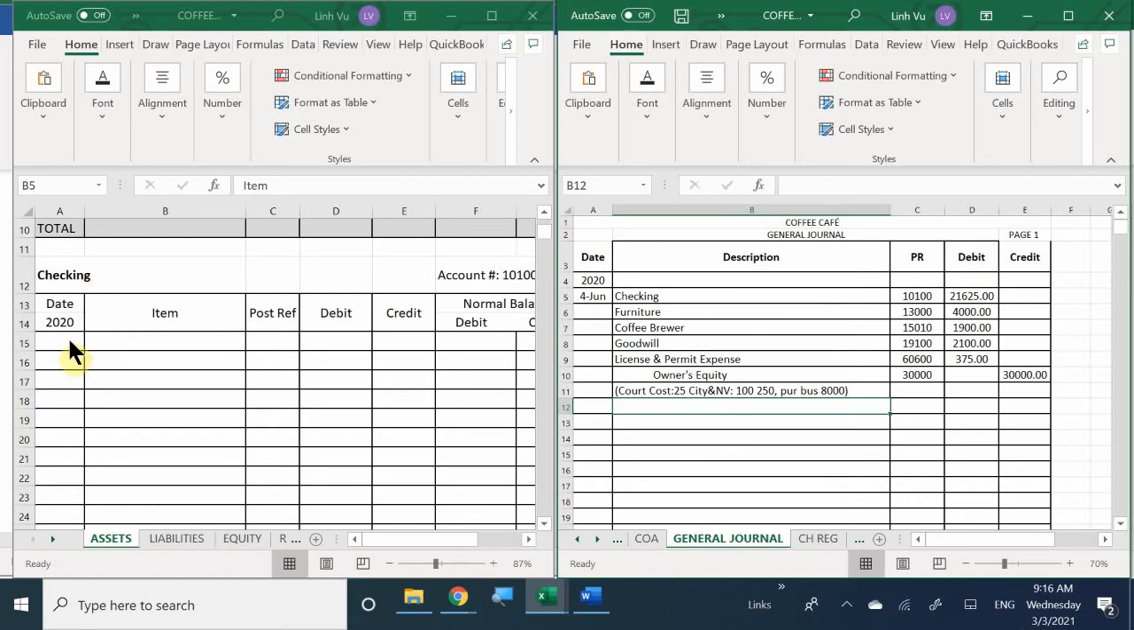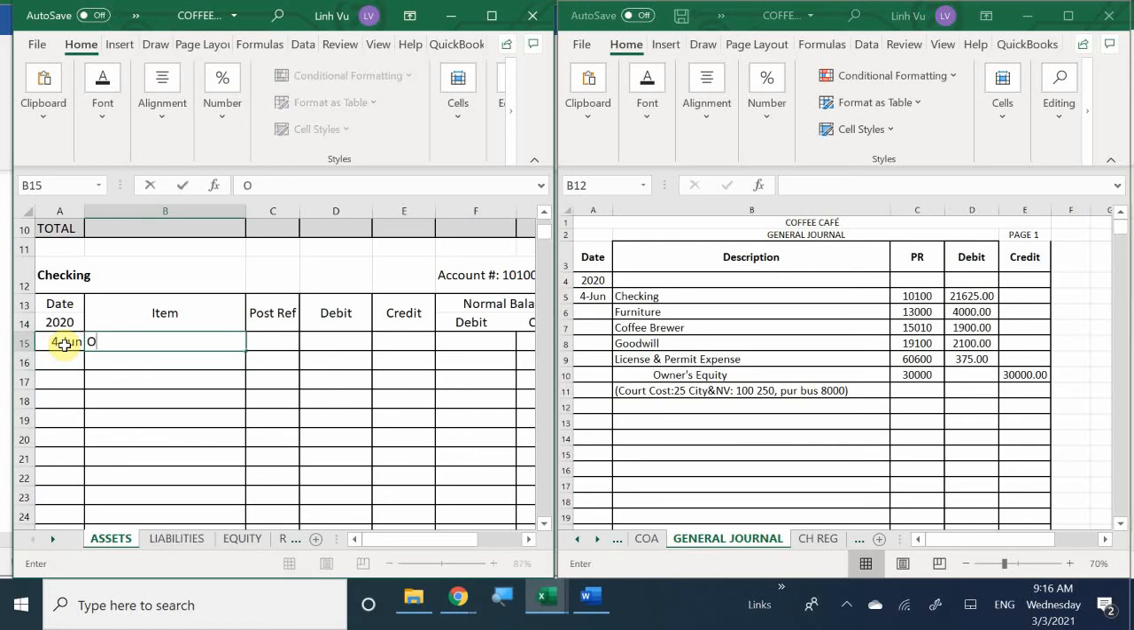Here I'm under my checking account. It should be the second table in the worksheet under assets. What was the date? It was June 4th. In this case, I'm going to write here that I opened the bank account, so: open bank account. My notes here could be whatever you want, so that you're able to know what that transaction is. Then the next question is, what's your post reference? This post reference is where in the journal this particular transaction happened.